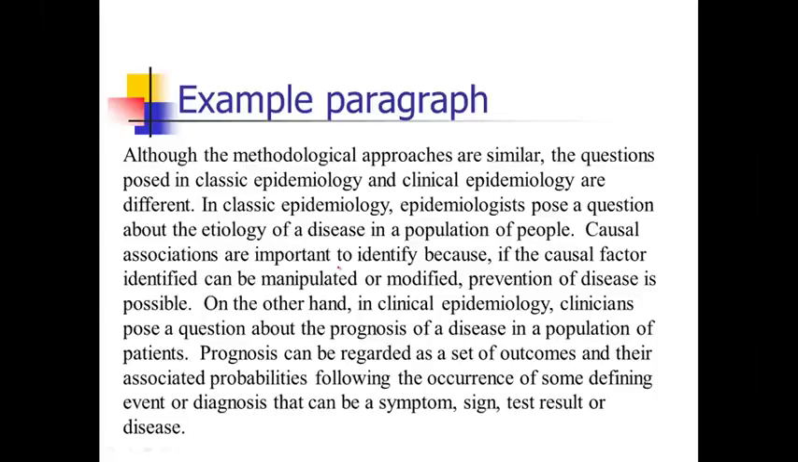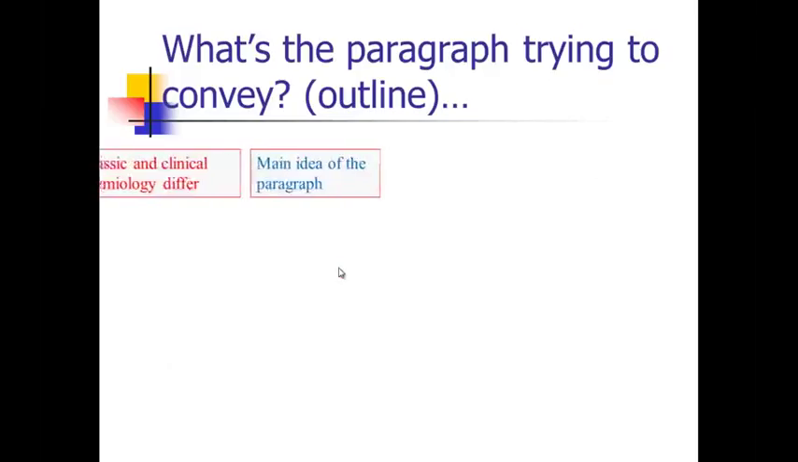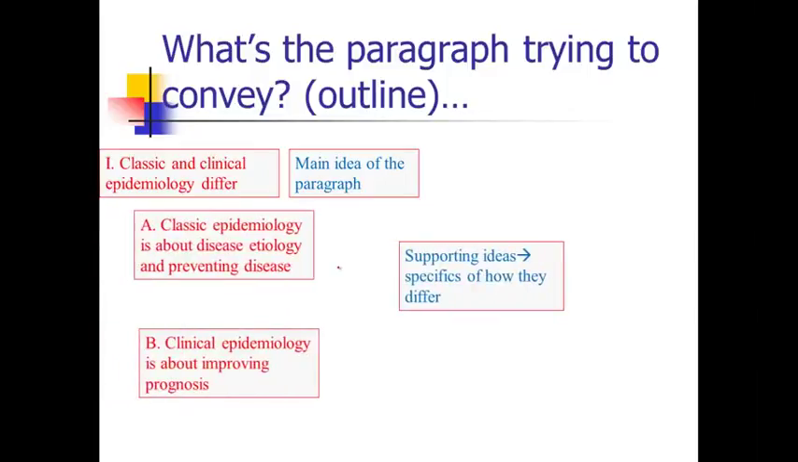So I make an outline in my head, and I'm going to actually write it down explicitly here. The main idea of this paragraph is that they want to tell you about the differences between classic and clinical epidemiology. How do those differ? So that's the main idea. It's a compare-contrast, essentially. And then the supporting ideas, well, they give you the definitions. Classic epidemiology is about disease etiology and preventing disease. In contrast, clinical epidemiology is about improving prognosis in people who already have diseases. So those are the supporting ideas.